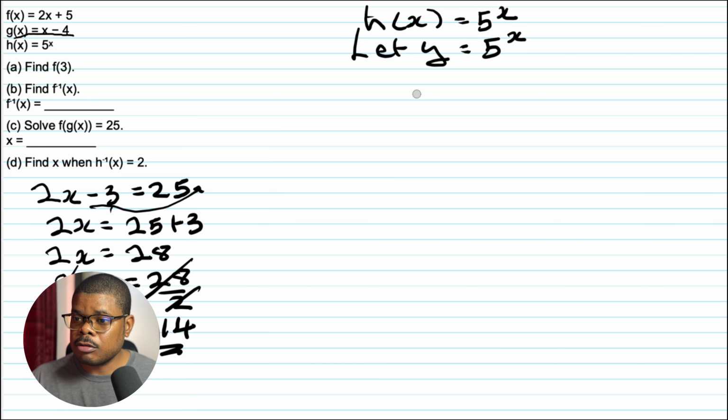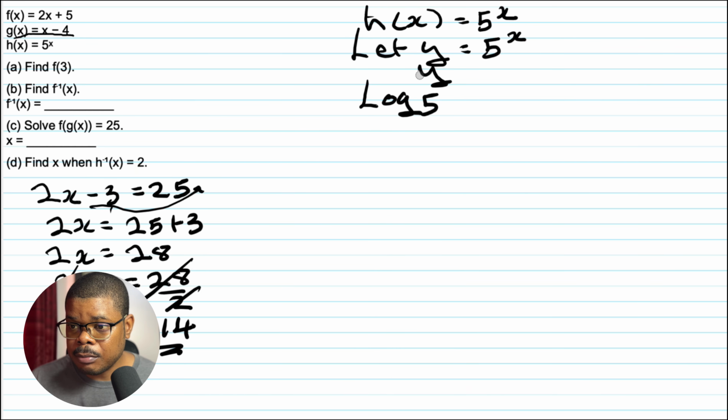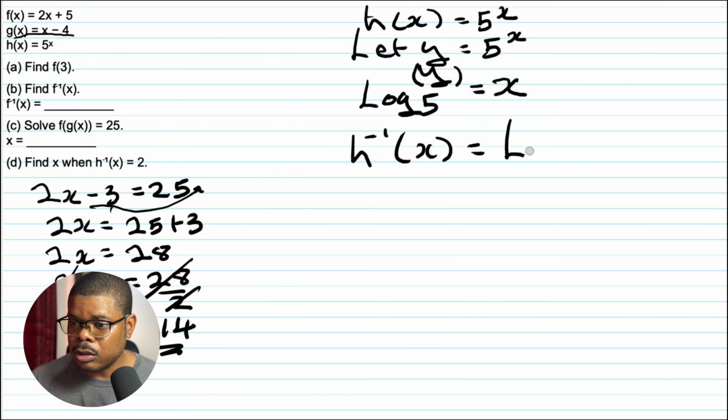And how do we make x the subject of formula? Well, this is quite tricky, but this is where you use the law of logarithm. If you use the law of logarithm, we have log, this y becomes a power. So this is log y base 5 equals x. But because it's h inverse of x, we have to bring this y back to be x. So h inverse of x is now equal to log x base 5.